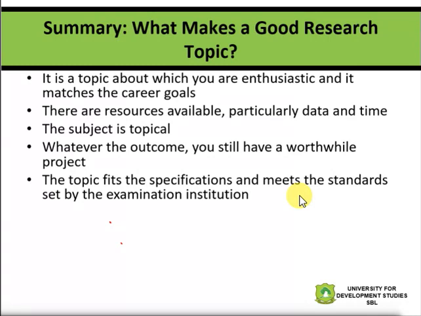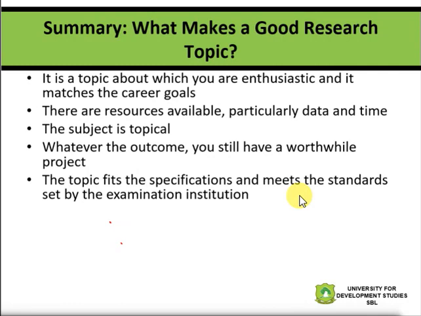So you should choose a topic that fits the specification. Our specification is that it should be in your area of study. If you are doing management studies, your topic should be related to management studies. For instance, assuming you are doing management studies and you work in an educational setting, then it should be related to some educational management issues, such that it will match your career goals. You'll be enthusiastic about it, it will be worthwhile pursuing, and it will also meet the specifications of your department.